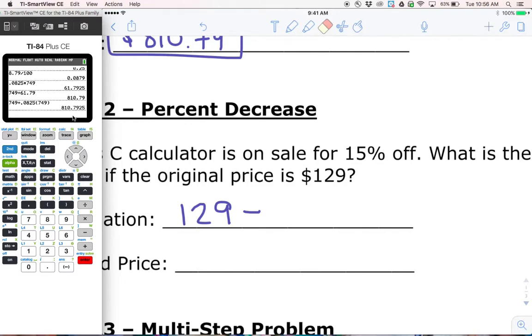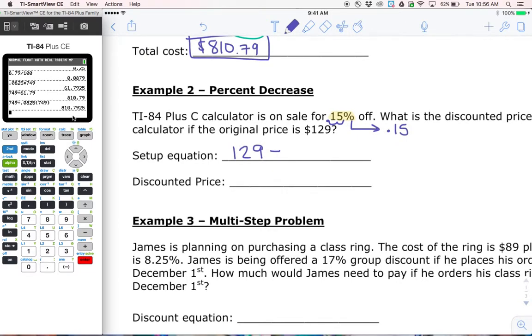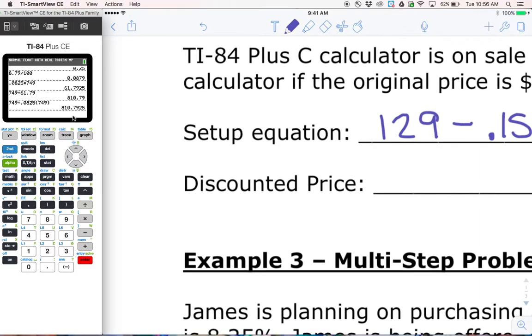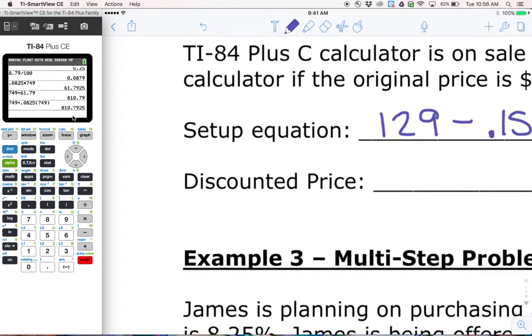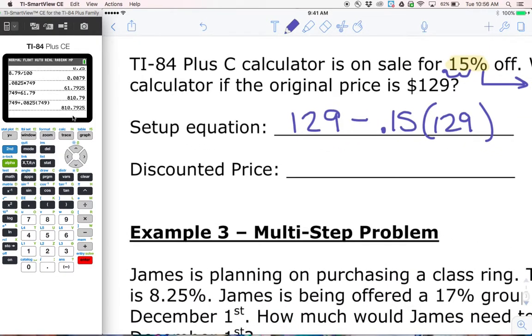Real quickly, let's make sure we know 15% as a decimal is 0.15. So to calculate 15% of 129, we have to multiply. So we're going to multiply 0.15 times 129. Notice if we had just forgotten about that 129, I would just be subtracting 15 cents. That's not a great discount, right? That doesn't really make a lot of sense. We're subtracting the percentage, which means we always have to multiply times that price.